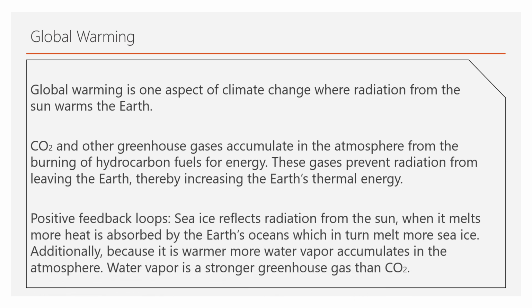The biggest problem with global warming is that it drives many positive feedback loops. For example, sea ice reflects radiation from the sun, and when it melts, more heat is absorbed by the Earth's oceans, which in turn melt more sea ice. Additionally, because it is warmer, more water vapor accumulates in the atmosphere, and water vapor is a stronger greenhouse gas than carbon dioxide. Because of this, the problem of global warming should be dealt with sooner rather than later.